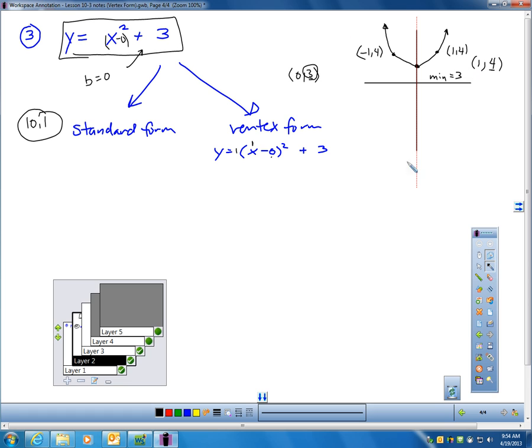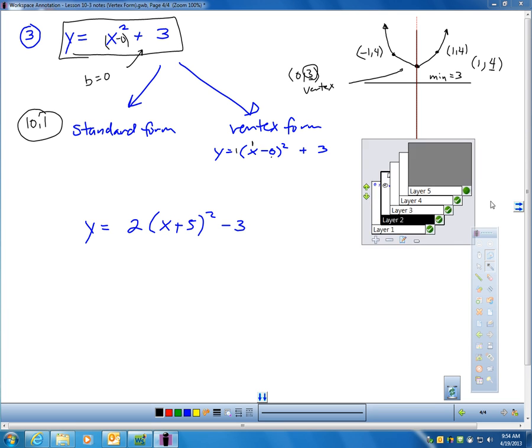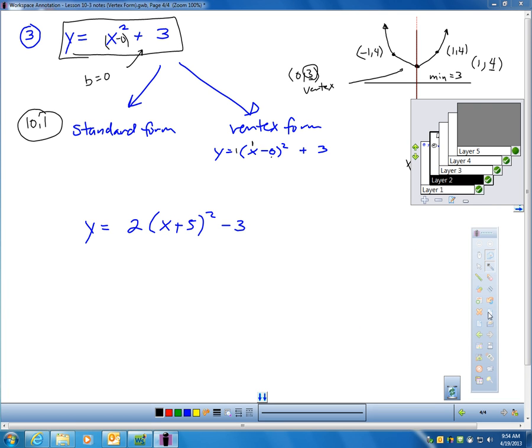So I've labeled all the things I want. There's my axis of symmetry at 0, minimum of 3. My vertex is (0, 3). I can label that here, vertex (0, 3). And there's 2 other points. All right? Just one last problem just to make sure you got the hang of it.